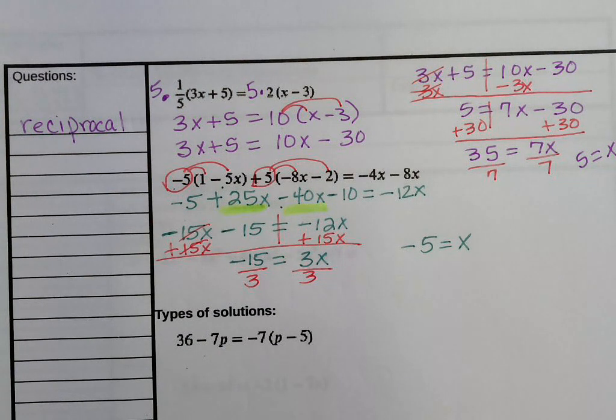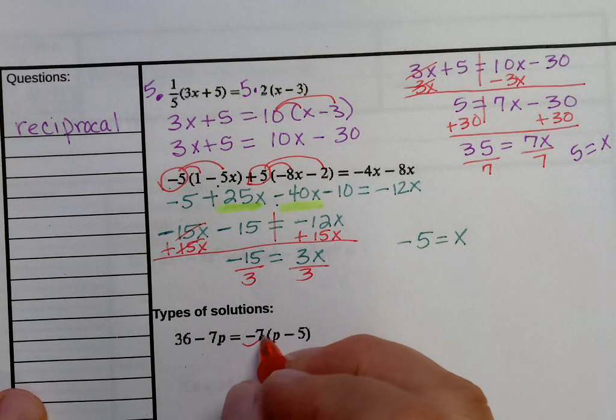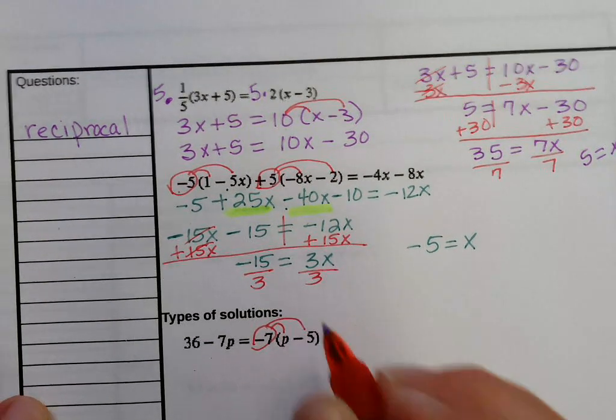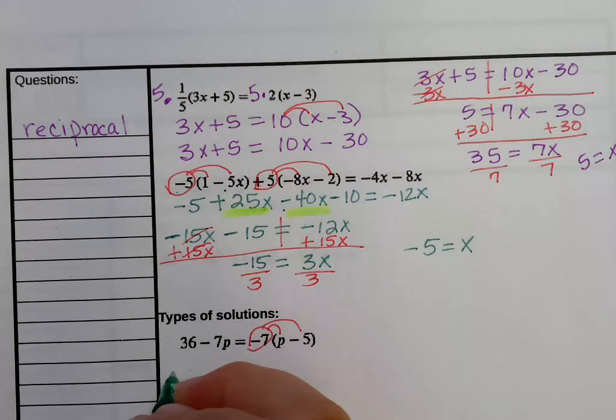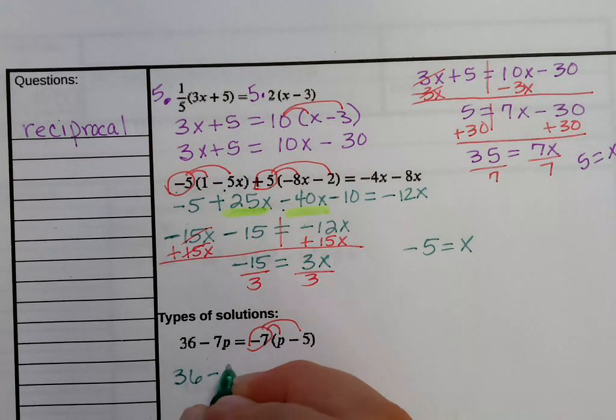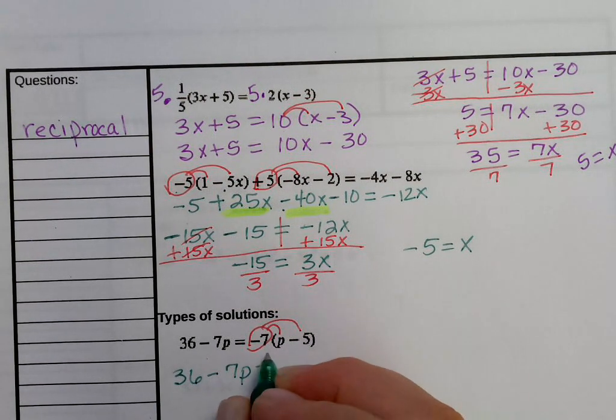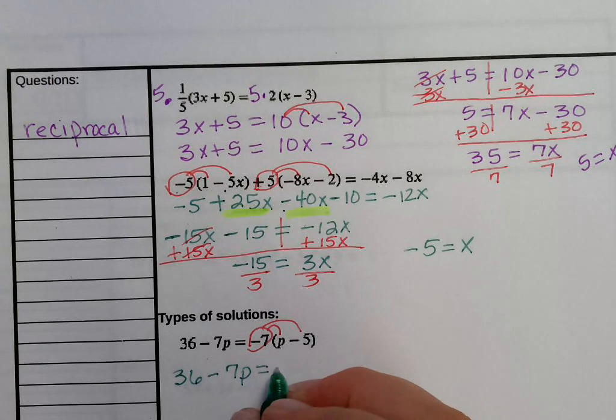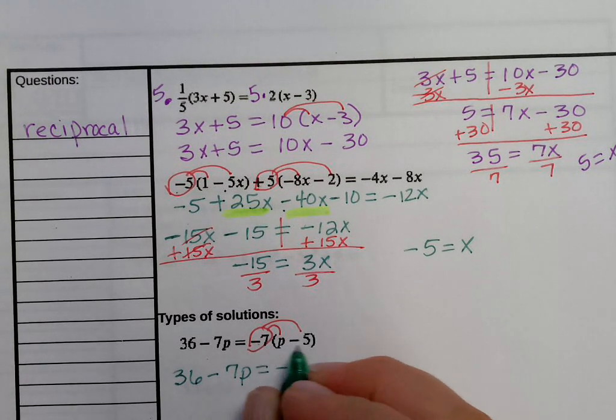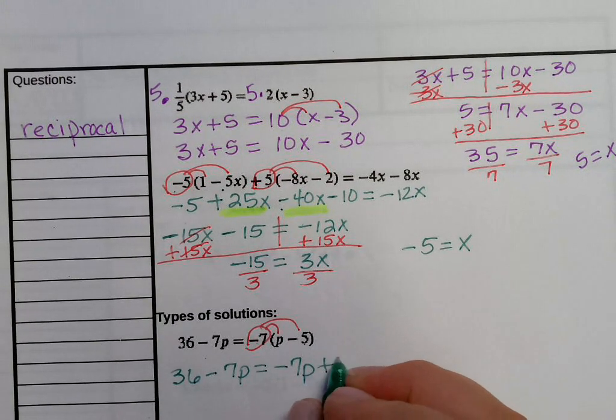Okay, this brings us back down to the last part of what we're learning today. Types of solutions. So as we go through, we're going to think about what's happening. So step 1 is to distribute. 36 minus 7p is equal to negative 7 times p is negative 7p. Negative 7 times negative 5 is positive 35.